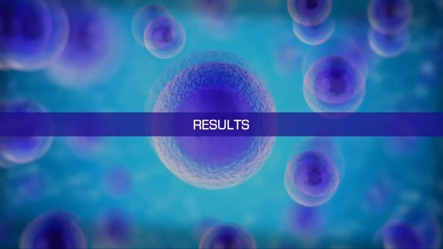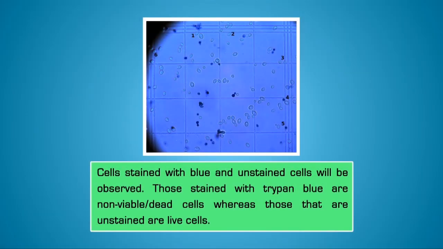In the results, cells stained with blue and unstained cells will be observed. Those stained with trypan blue are non-viable or dead cells, whereas those that are unstained are live cells.